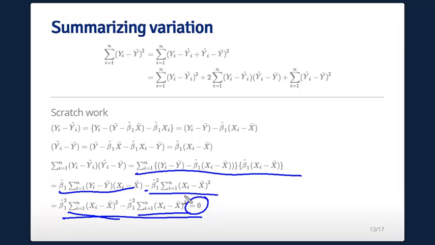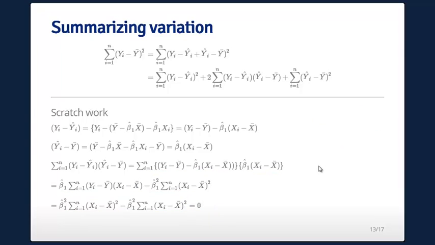So, I have used throughout that the sum of xi minus x bar is 0, and the sum of yi minus y bar is 0. So if you're having trouble recreating these details, make sure you remember those facts. Okay.